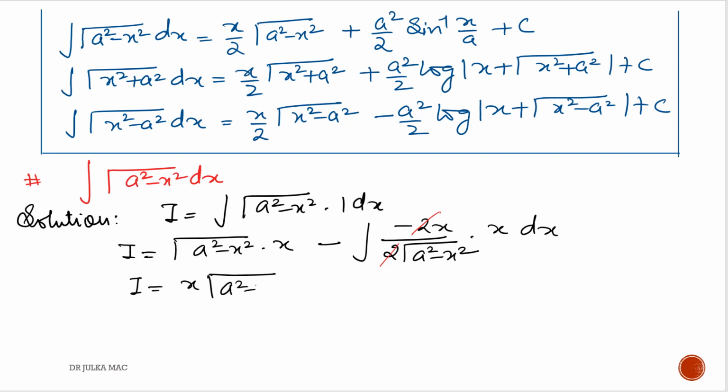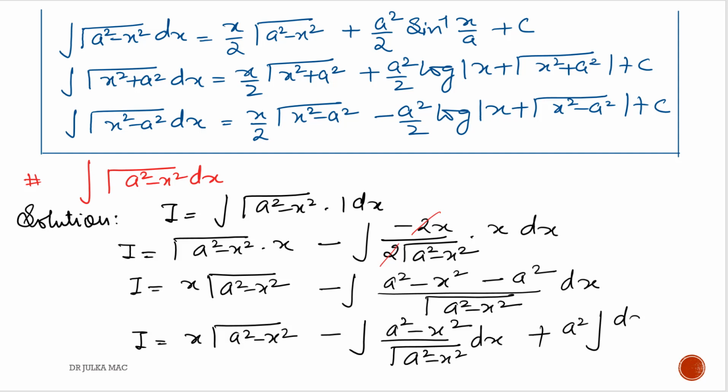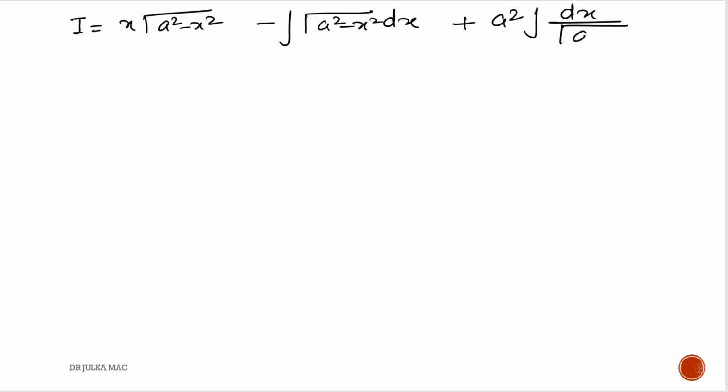Now I equals x into the root of a square minus x square minus x square divided by the root of a square minus x square. So plus a square minus a square. Now when we divide this into two parts, we have I equals x into the root of a square minus x square minus a square minus x square divided by the root of a square minus x square plus a square dx divided by the root of a square minus x square. After simplification, we'll get I equals x into the root of a square minus x square minus the integration of the root of a square minus x square with respect to x plus a square integration of dx divided by the root of a square minus x square.